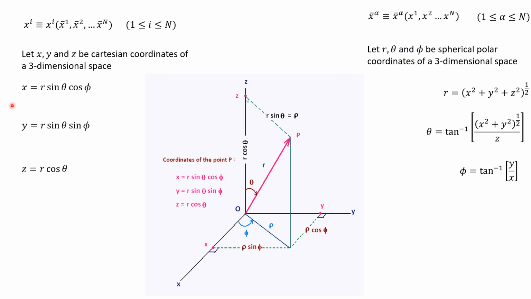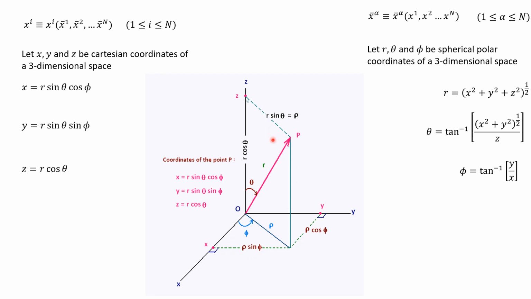However, the coordinates of one set can be expressed as functions of another set. So the Cartesian coordinate x can be expressed in terms of the spherical polar coordinates as given by this expression, x is equal to r sin theta cos phi. Similarly, y can be expressed as r sin theta sin phi and z can be expressed as r cos theta.